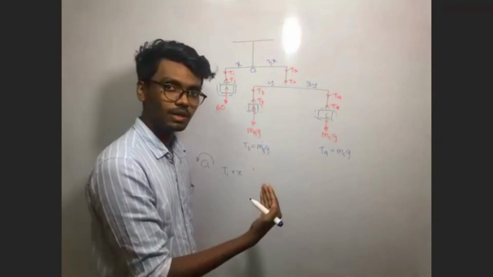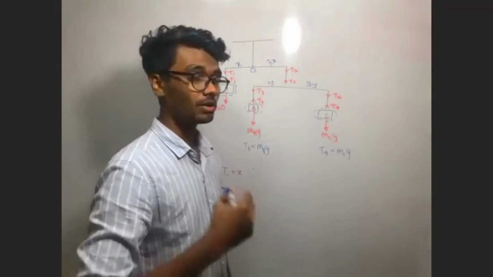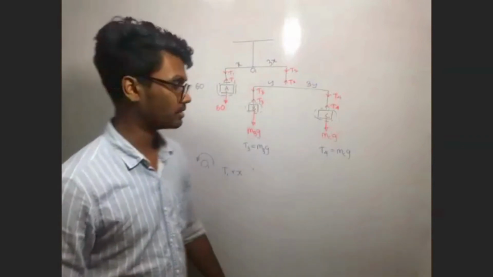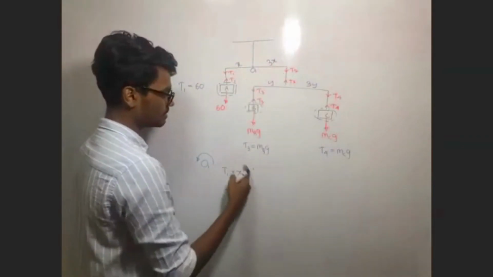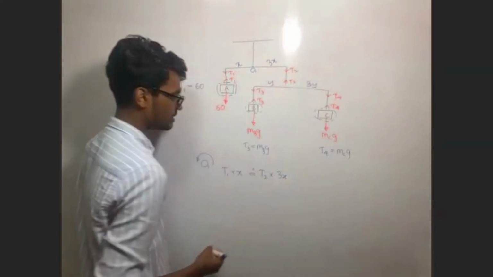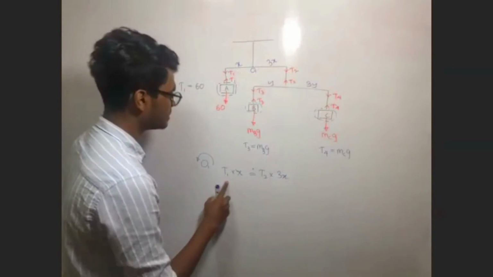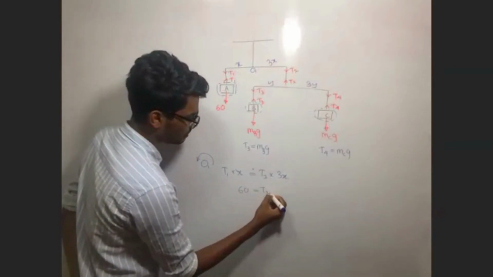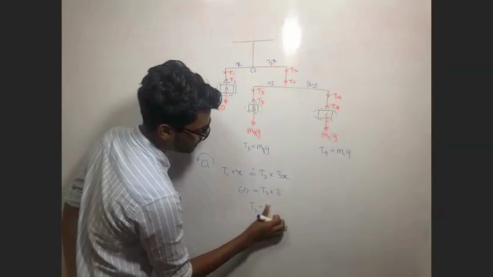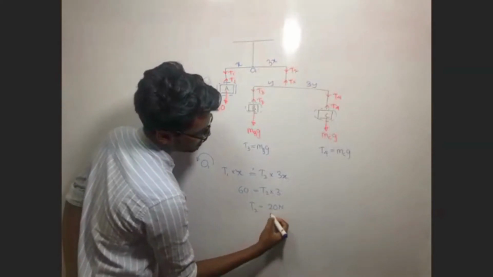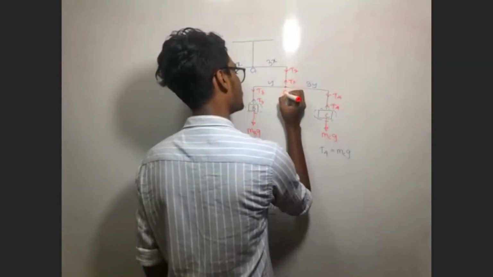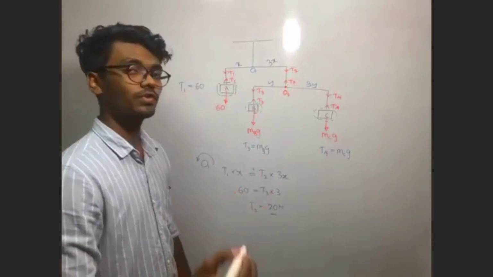If a system is in equilibrium, then around any point on the system, the clockwise moments should be equal to the anti-clockwise moments. So the anti-clockwise moment is T1 into X, the clockwise moment is T2 into 3X. X cancels, T1 is 60. T2 into 3, so T2 is 60 divided by 3, which is 20 newtons, right? Next, let us apply a moment to the O2 joint.